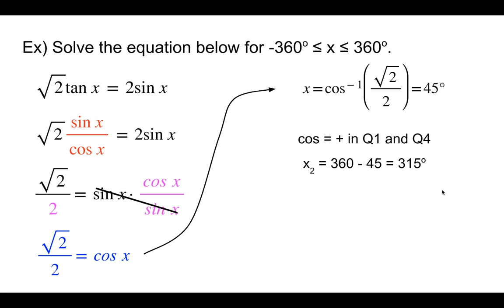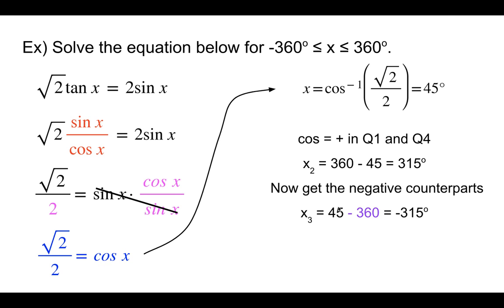Now let's find their negative counterparts. So I'll do 45 minus 360. Subtract off an entire circle, and you'll get negative 315. Now take this 315, subtract off an entire circle, and you get negative 45. So these 4 angles will all solve this equation.